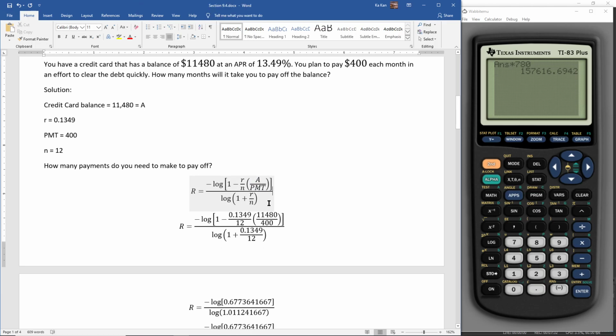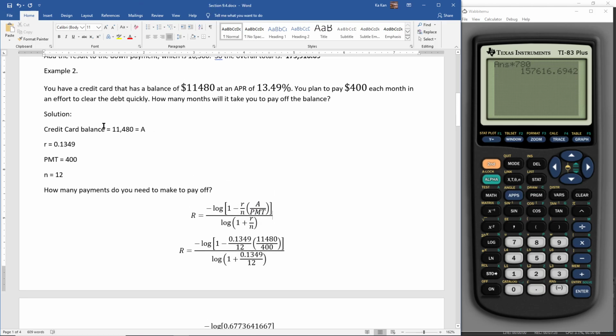So I copied it off here, or I typed it in. And also look at the variables. Credit card, the balance, right? 11,480. That's your A. Remember, A is the accumulated amount. How much do you have to pay, right? From the beginning. The interest rate is 0.1349. PMT is the payment. That's how much payment you're making per month, $400. And it's 12 because you're making 12 payments per year. How many payments do you need to be able to pay off the credit card?